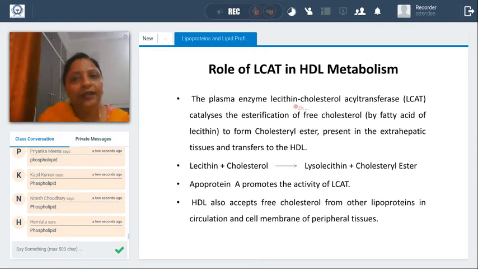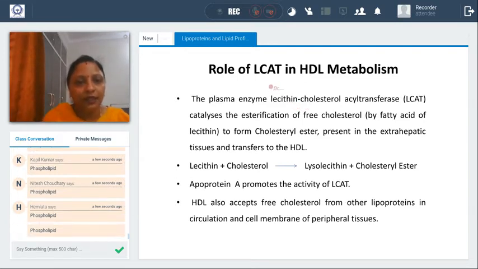So role of LCAT in SDL metabolism. LCAT, what is LCAT? Lecithin cholesterol acyl transferase enzyme. The plasma enzyme lecithin cholesterol acyl transferase, that is LCAT, plays important role in SDL metabolism.